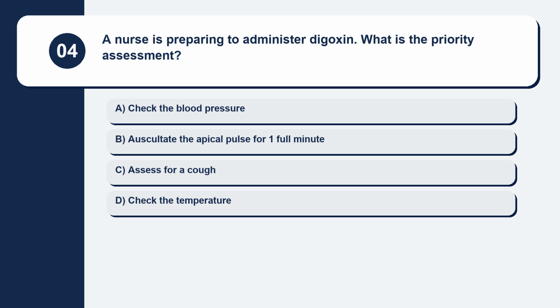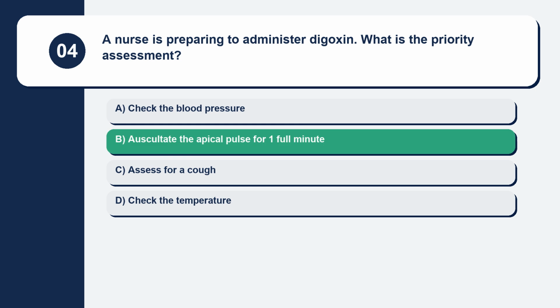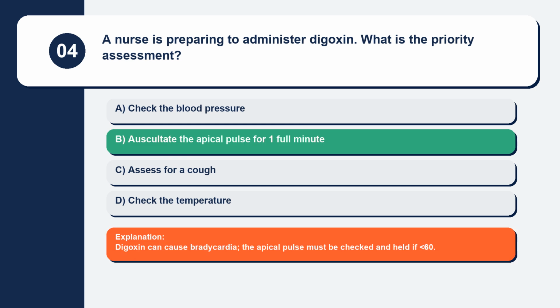Question 4. A nurse is preparing to administer digoxin. What is the priority assessment? Check the blood pressure. Auscultate the apical pulse for 1 full minute. Assess for a cough. Check the temperature. Digoxin can cause bradycardia. The apical pulse must be checked and held if below 60.